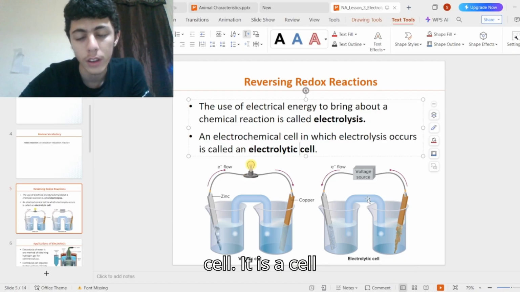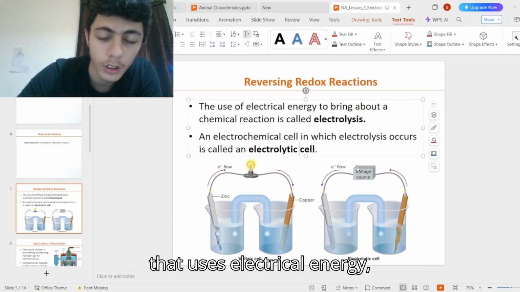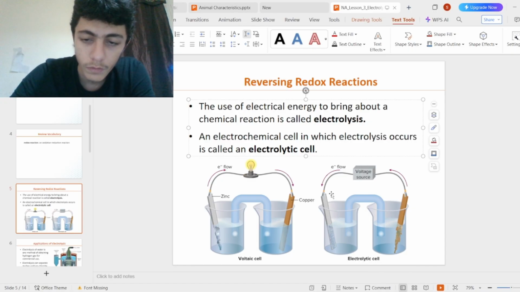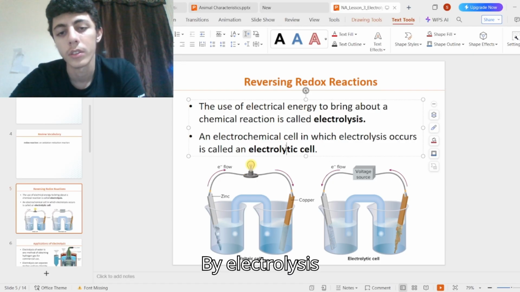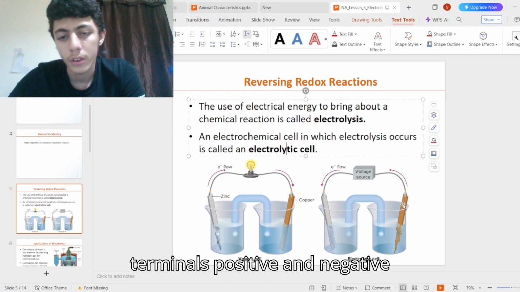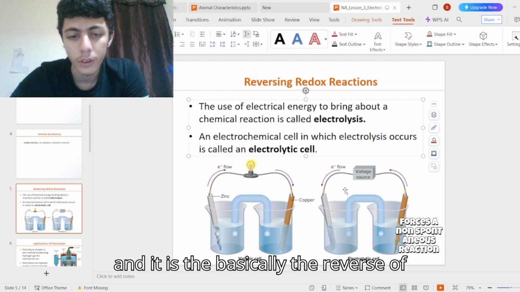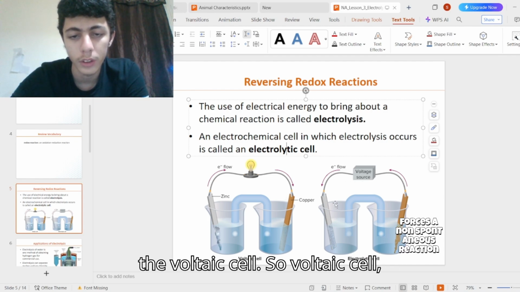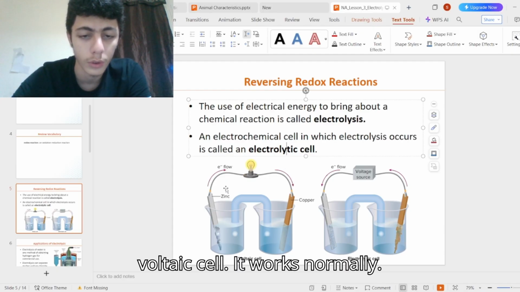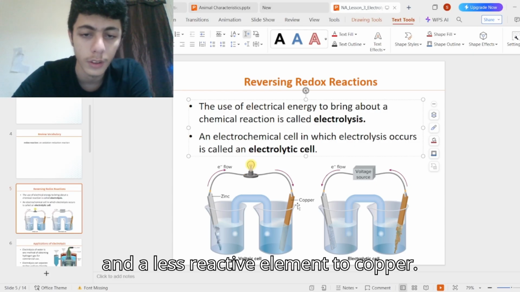This is the electrolytic cell. It is a cell that uses electrical energy and transfers it to chemical energy by electrolysis, using the terminals, positive and negative, and it is basically the reverse of the voltaic cell. So the voltaic cell works normally. You have a reactive element, zinc, and a less reactive element, copper.